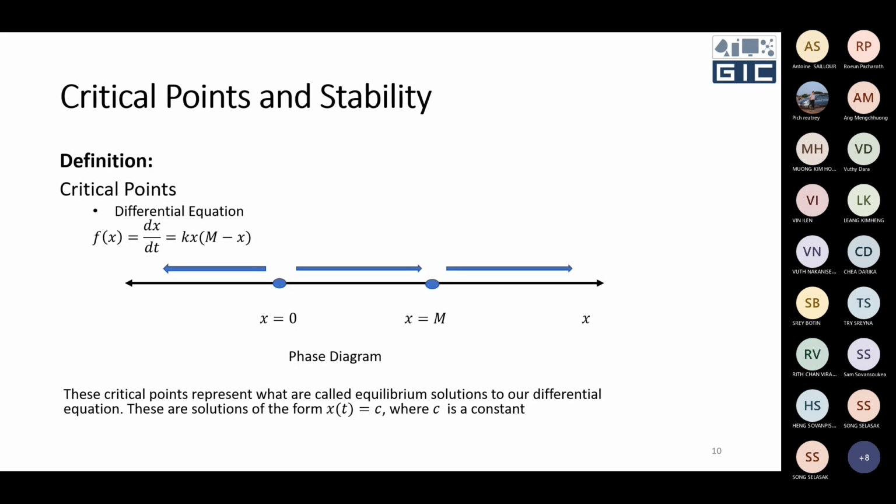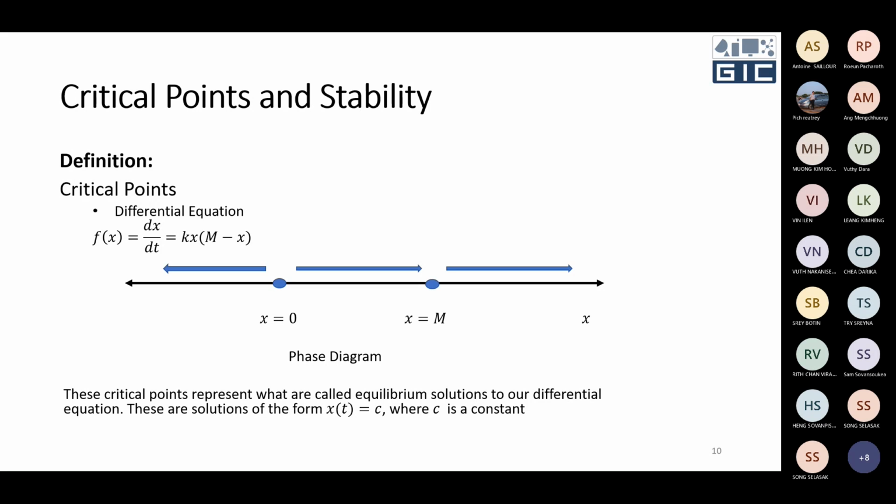So this critical point represents what we call the equilibrium solution to our differential equations. It's the point that can identify the stability of the system. For example, if we have the solution x of t equal to c, where c is a constant, x of t is a kind of matrix. If it's only one dimensional, we can call it an array of solutions or array of critical points. If it's two-dimensional or higher dimensional, we can call it a matrix of critical points.